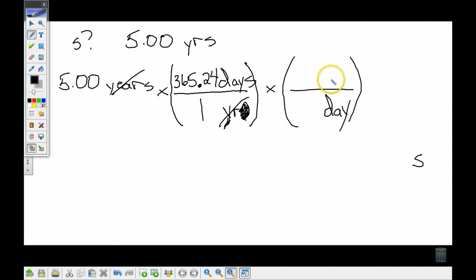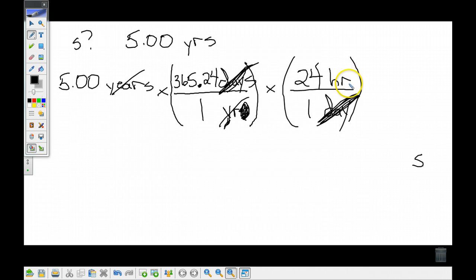Does anybody know how many seconds are in a day? I don't. But do I know a smaller unit? What's smaller than a day? An hour. An hour is smaller than a day. I hope you know the numbers that make these two things equal. How many hours are in one day? 24. Day now cancels day. And now if I did this math, 5 times 365.24 times 24, I'm going to figure out how many hours are in 5 years.